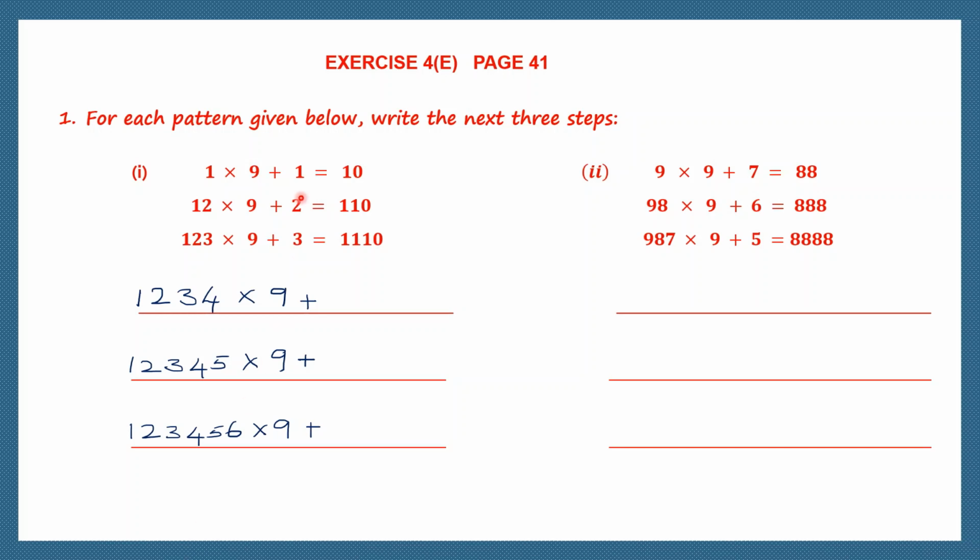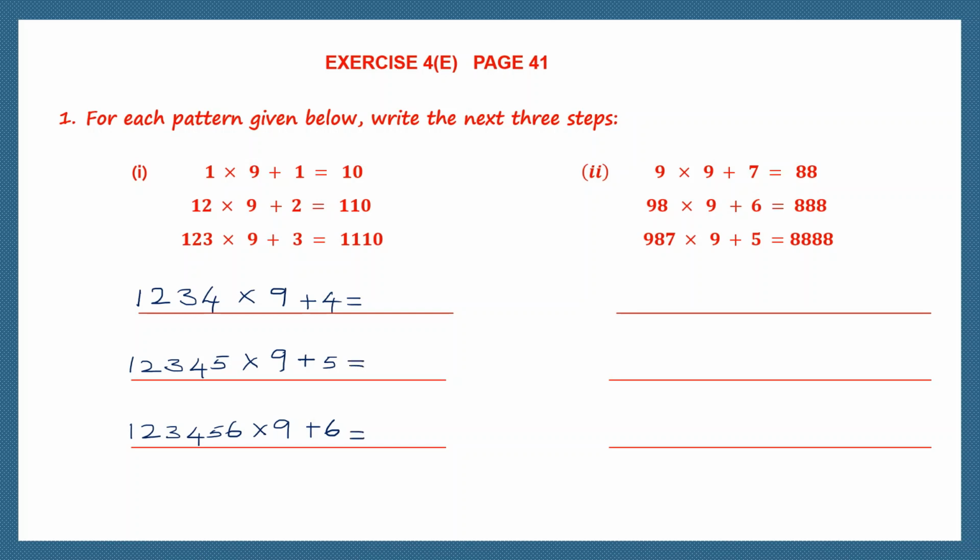Then look at the next one. We have 1, 2, 3. So follow that pattern. 1, 2, 3. So it will be 4, 5, 6. So that is 4, 5 and 6. Then we have the equal to sign. So let's put the equal to sign everywhere.